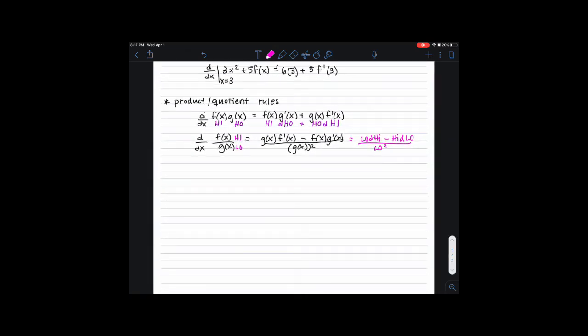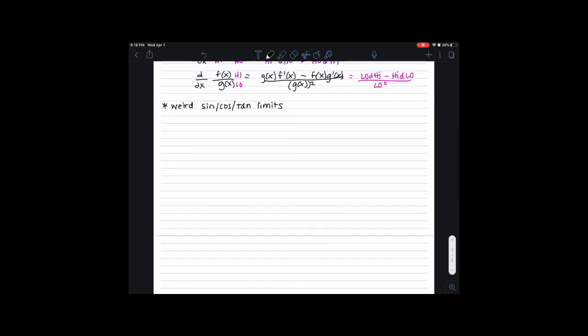Let's see here. I want you guys to know how to do weird sine cosine limits. So I told you guys I would warn you if this was going to be on the exam. It will be. I think the best way to prepare you guys is to do a full example of this. So this is probably going to be our longest example in this review.